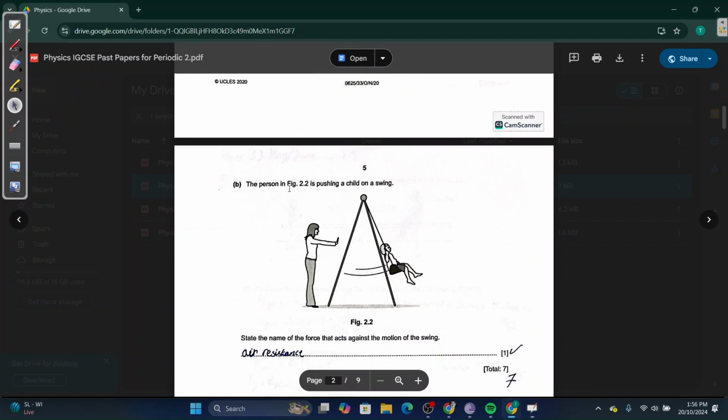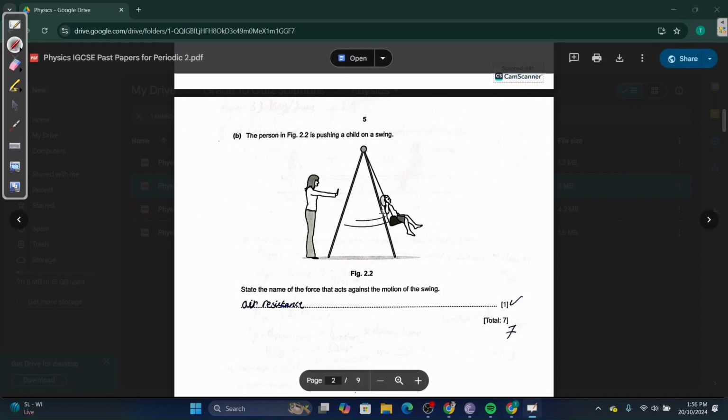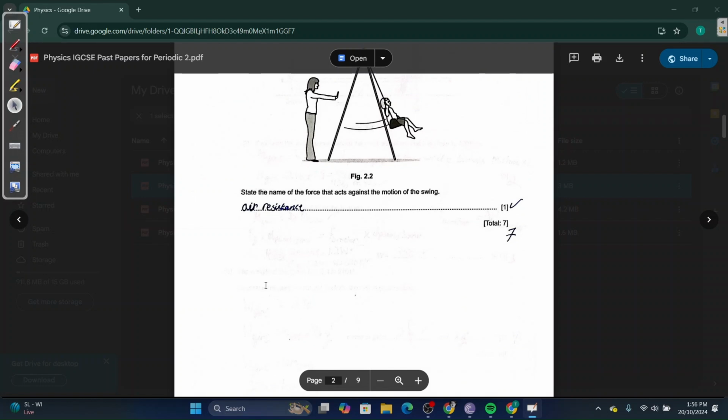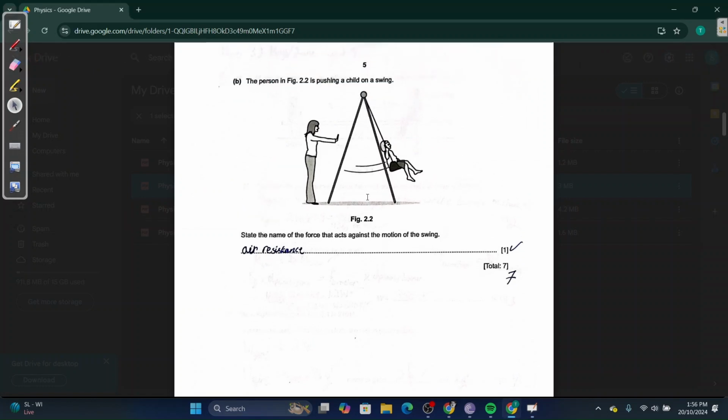B. The person in figure 2.2 is pushing a child on the swing. State the name of the force that acts against the motion. So the motion of the swing is this way. Now, what force opposes motion in the air? As you can see, this person is in the air. You can choose air resistance. Air resistance is the answer. You can also choose drag. No, air resistance is drag. So when they ask you to state the name of the force that acts against the motion of the swing, it is air resistance or drag.